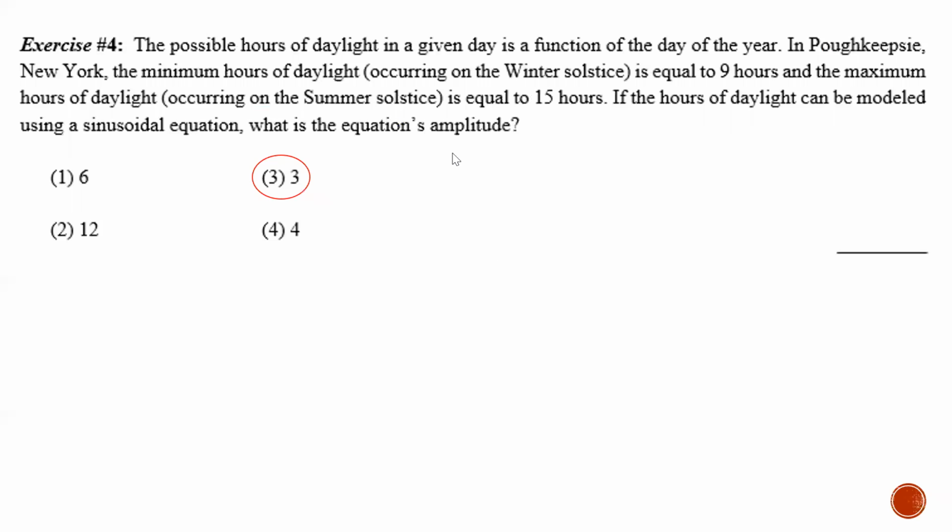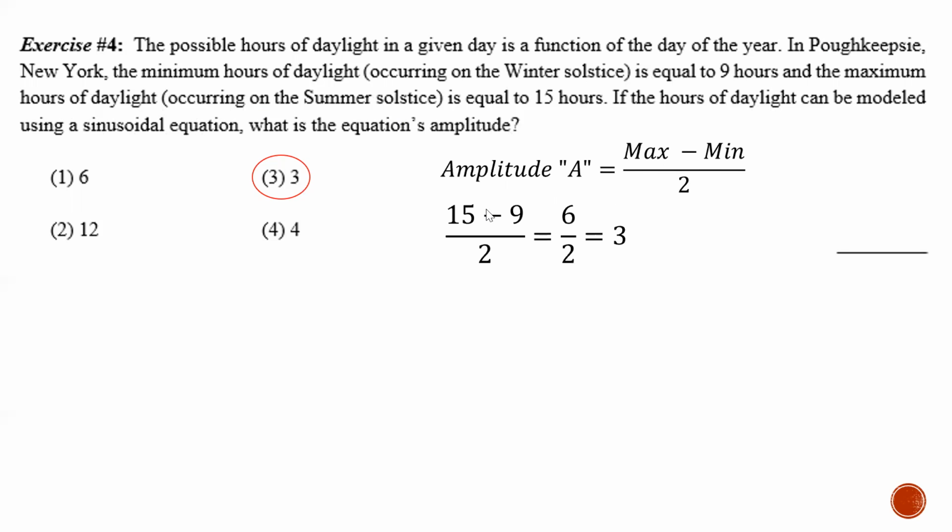Way to go. The hours of daylight in a given day is a function of the day of the year. In Poughkeepsie, New York, the minimum hours of daylight, which occurs at the winter solstice, is equal to 9 hours, and the maximum hours of daylight is 15 hours. If the hours of daylight can be modeled by a sinusoidal function, what is the equation's amplitude? Again, amplitude is the difference of the max and the min divided by 2. So 15 minus 9 divided by 2, 6 over 2, which is 3.